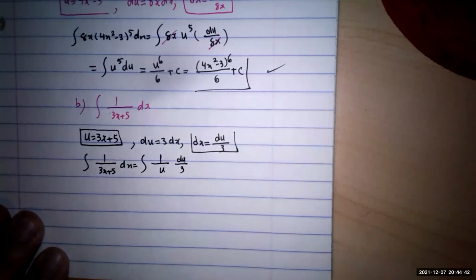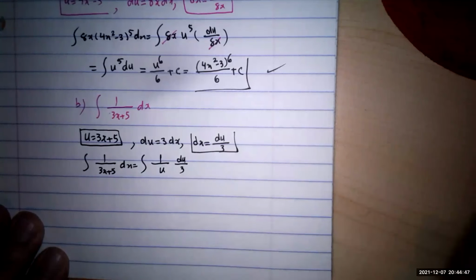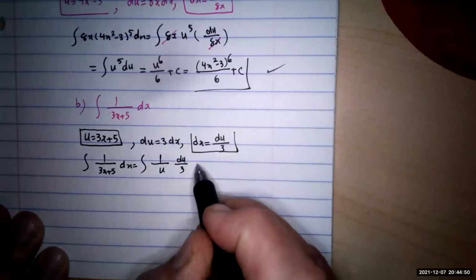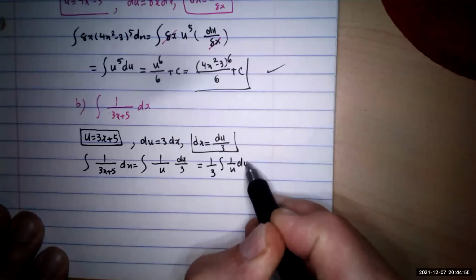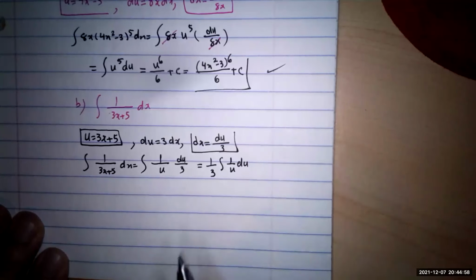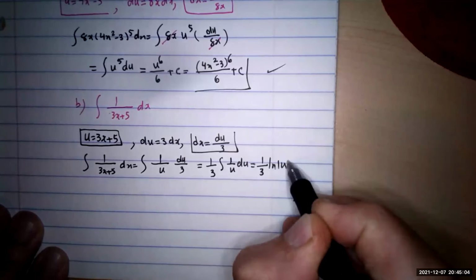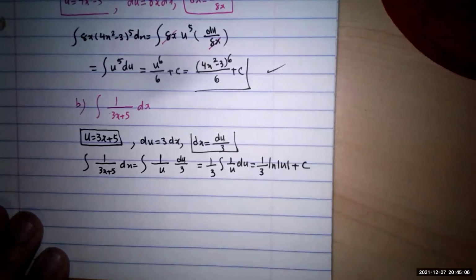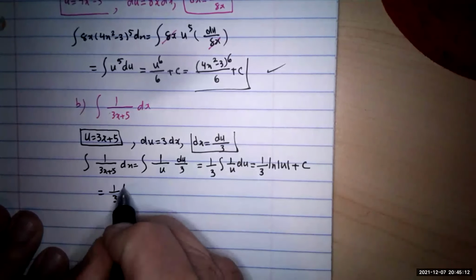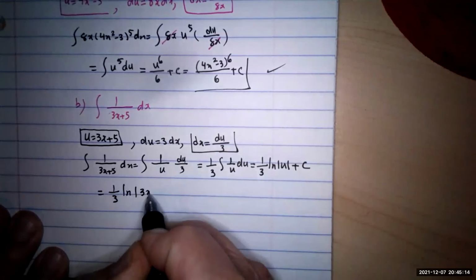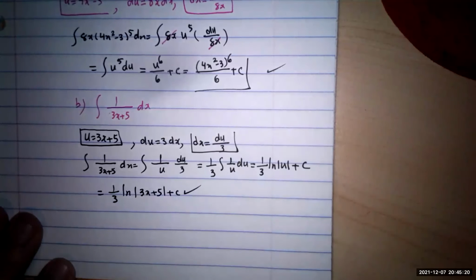There is nothing to be simplified, but there is a leftover 1/3, just a number. You can pull out the 1/3. So 1/3 integral of 1 over u du, as you predicted. And you know that it's going to be ln u. But you must use the absolute value. Some of you didn't use it on your test. Make sure you use it. Then you substitute for u. So it's 1/3 ln of the absolute value of 3x plus 5 plus the constant c, and you're done. Any question?